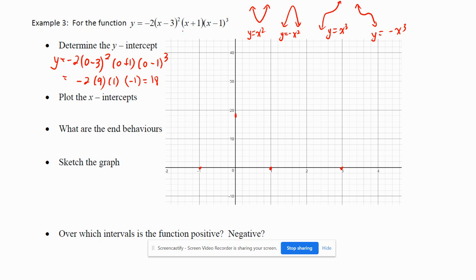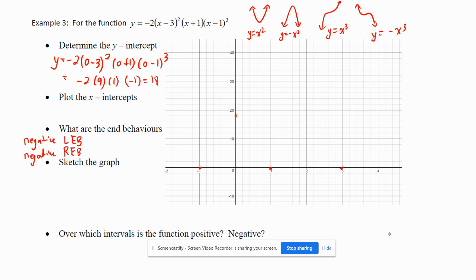Now 6 is even with a negative leading coefficient. That means it's going to behave like this one over here. So we say like this one over here, it has a negative left end behavior and a negative right end behavior. Okay, so this is going to help us when we're sketching the graph. We know it starts negative over here and it's going to finish negative over here.